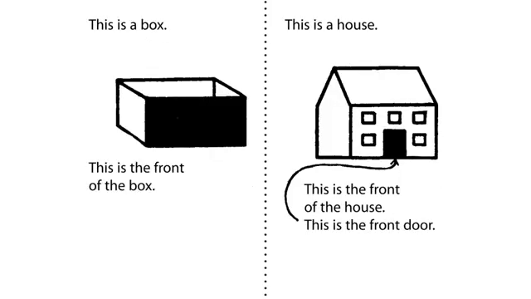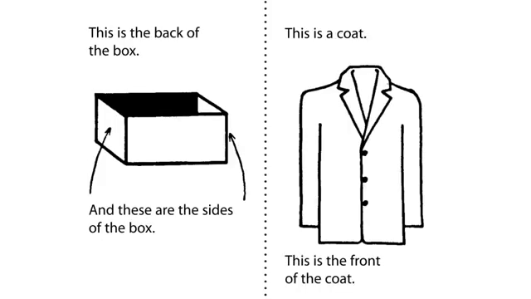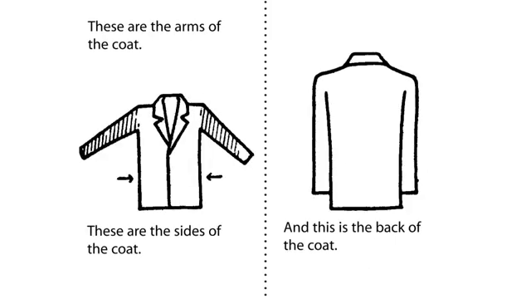This is a box. This is the front of the box. This is a house. This is the front of the house. This is the front door. This is the back of the box, and these are the sides of the box. This is a coat. This is the front of the coat. These are the arms of the coat. These are the sides of the coat. And this is the back of the coat.